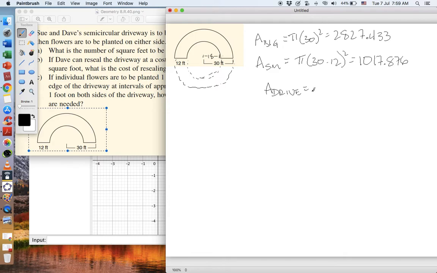And so the area of the drive then is just the area of the big circle minus the area of the small circle, divided by 2 because we only have half a circle. We've got semicircles, and so that's 904.779 square feet. And you can say this is about 905 square feet if you want. So that's part A.